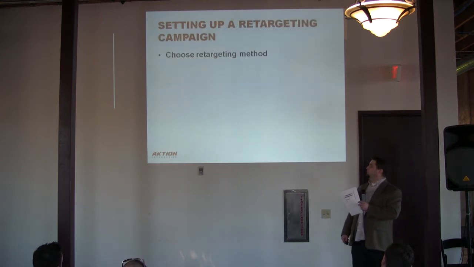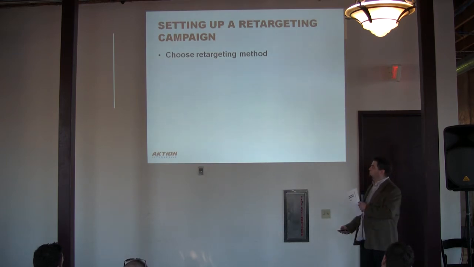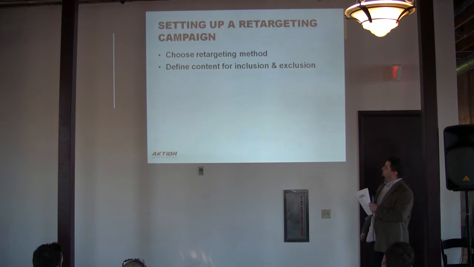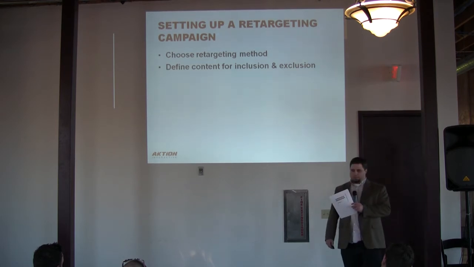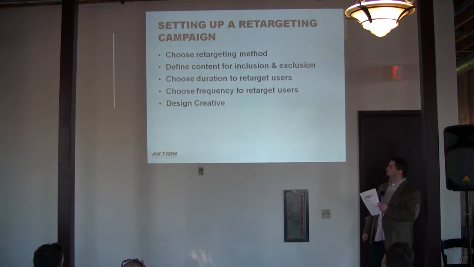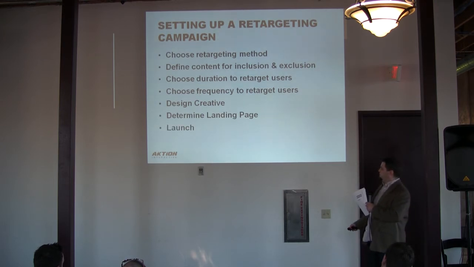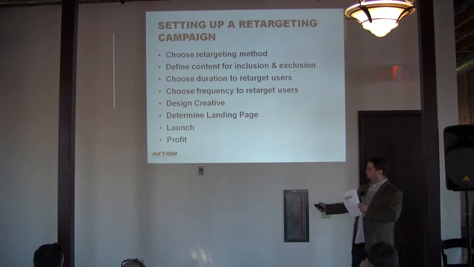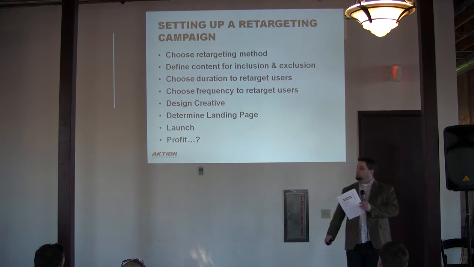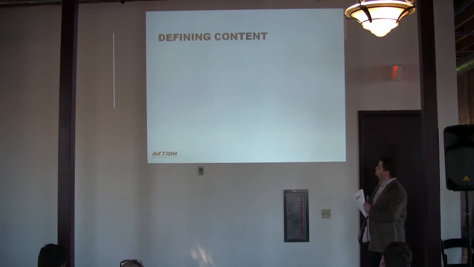So the basics of setting up a campaign. First, you're going to choose your retargeting method. We just talked about what some of those methods are. Define content that you want to include people based on and exclude based on. Choose the duration of retargeting. Choose your frequency. Design some creative. Determine what the landing page is. Launch it. And then profit, hopefully. Not every time, and some of that gets into the tracking issues that we'll talk about.